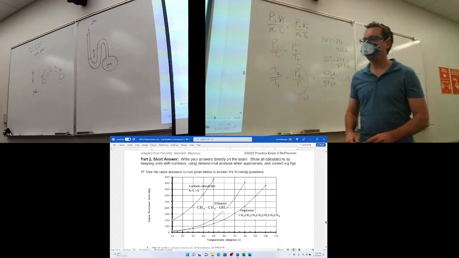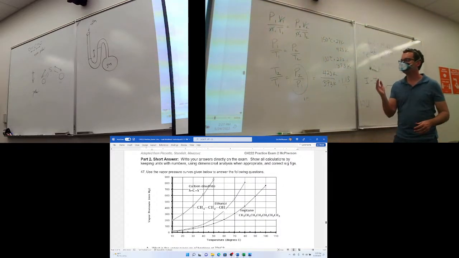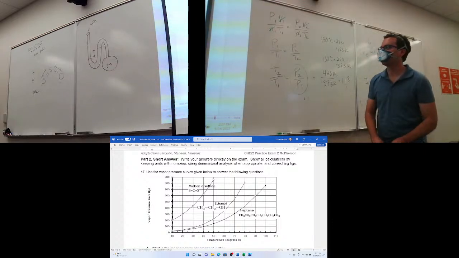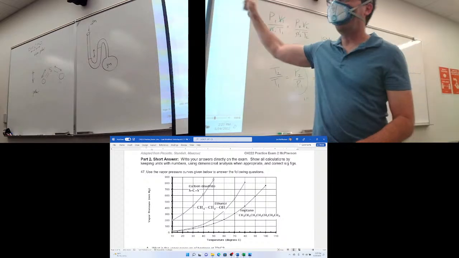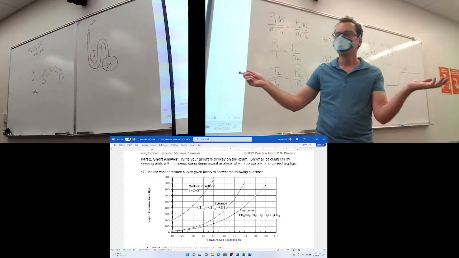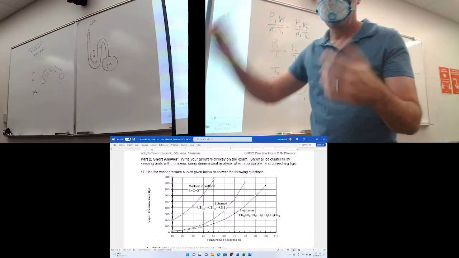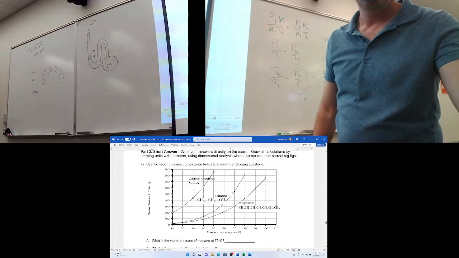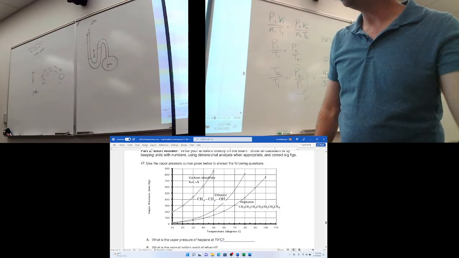So let's get to the short answer questions now. And we have vapor pressure curves. These are described with the Clausius-Clapeyron equation, the other form that we don't ever use. They're curved like that, but that's when you plot temperature and vapor pressure directly. But you still need to be able to read these.